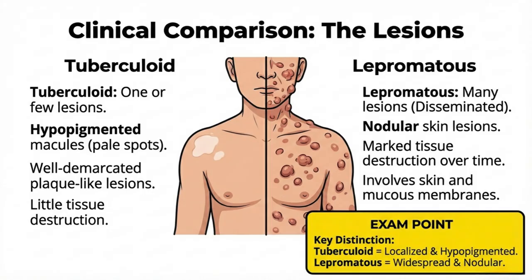Clinically, tuberculoid leprosy presents with one or few hypopigmented, well-demarcated lesions and minimal tissue destruction. In contrast, lepromatous leprosy presents with multiple, widespread nodular skin lesions and progressive tissue damage. Lepromatous disease may involve both skin and mucous membranes, and lesions are poorly defined and disseminated.